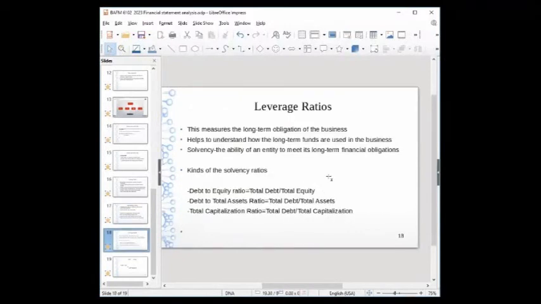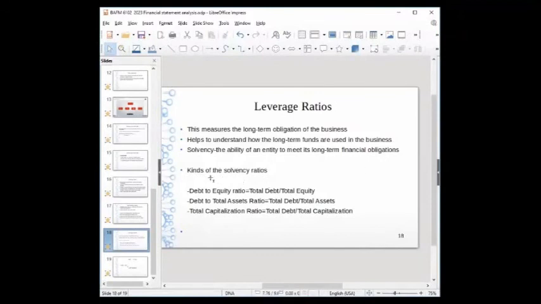Another ratio is the leverage ratio. This leverage ratio measures the long-term obligations of the business. This helps to understand how the long-term funds are used in the business. And this involves solvency. The solvency concept is the ability of an entity to meet its long-term financial obligations.